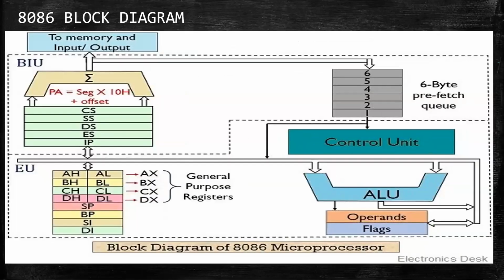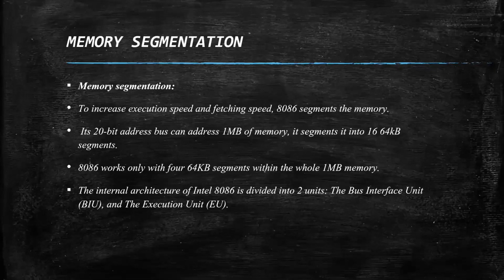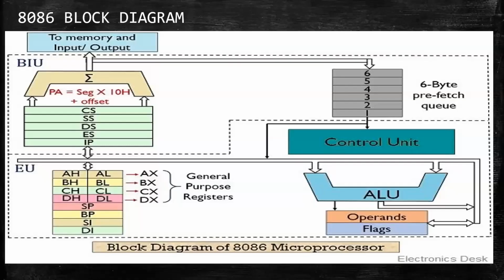So here we are observing the 8086 block diagram. In this block diagram, we observe that it is divided into two parts, BIU and EU. These are the segmentations, and we observe in this block diagram the segment registers, the instruction queue, the control unit, arithmetic logic unit, operands, and flags. We will discuss these clearly in further slides.